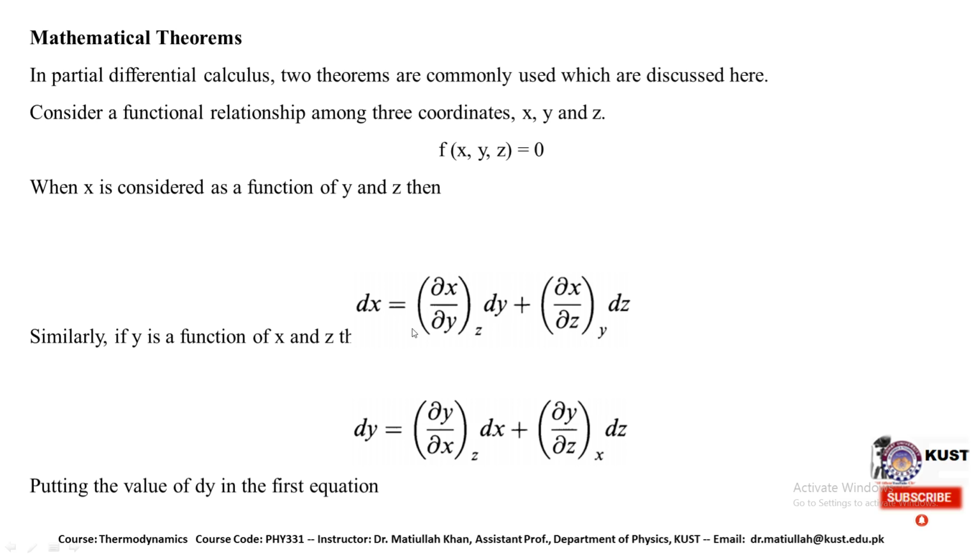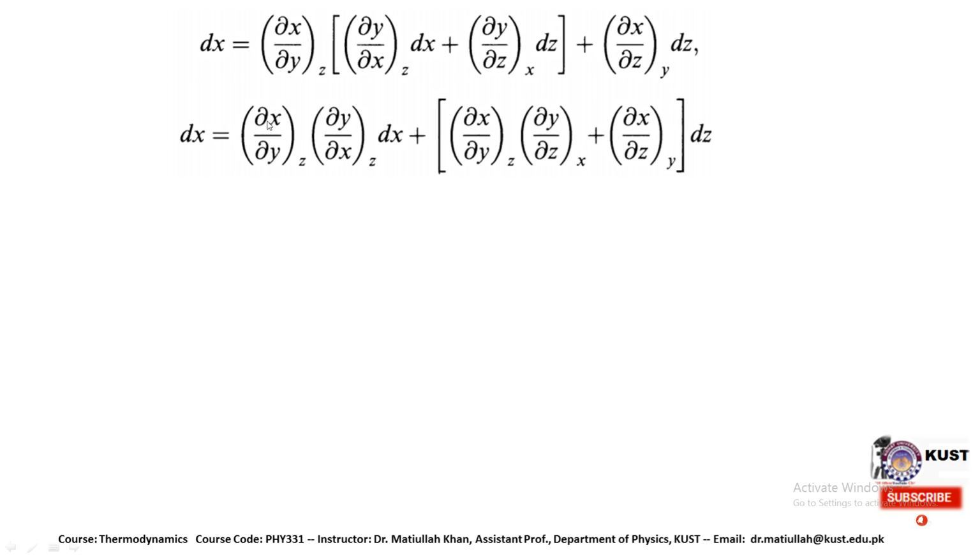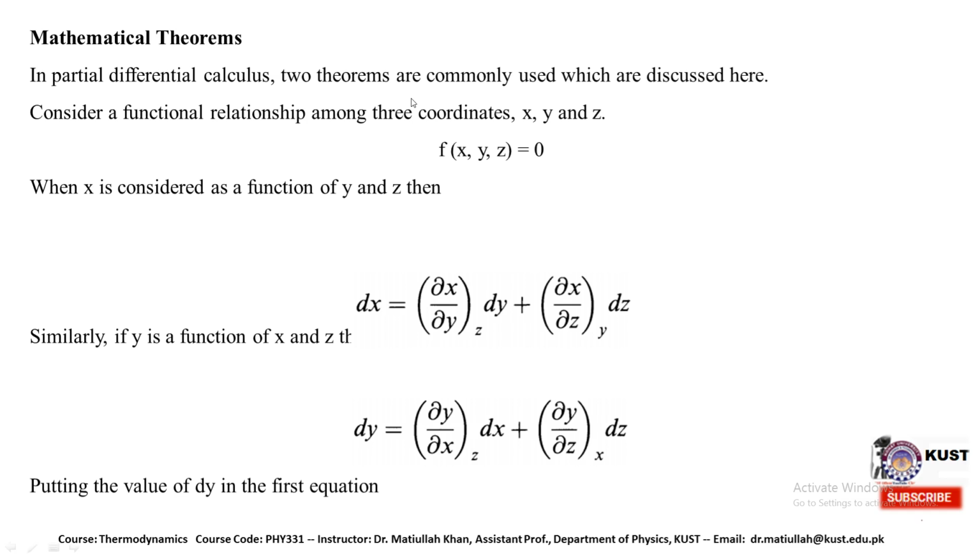So the equation will be modified, because we want to solve this first equation. In the next slide we want to put the value of dy over here and then simplify it. So let's see, here I have just put dx equal to the change in x with respect to y when z was constant, and I just put the value of dy over here from this equation. As I told you before, from this equation we put the value of dy at this place.